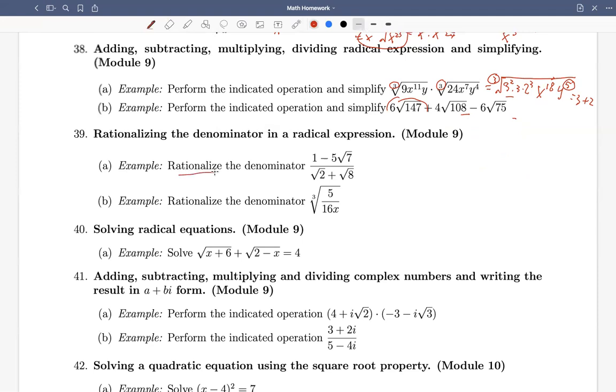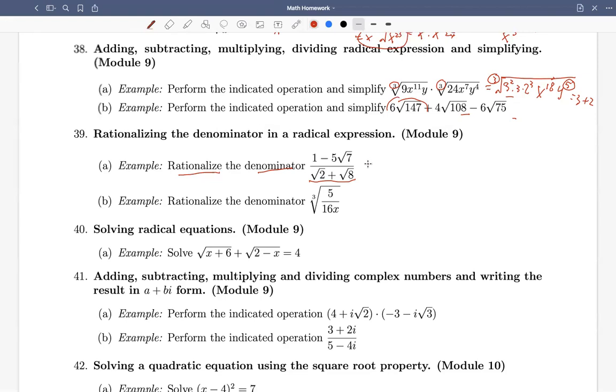Okay, we want to rationalize the denominator. The denominator for this one is square root 2 plus square root of 8. What does rationalize mean? Square root 2 and square root 8 are irrational numbers, right? So we want to make the denominator to be integers. Rationalize means make sense of it, right?